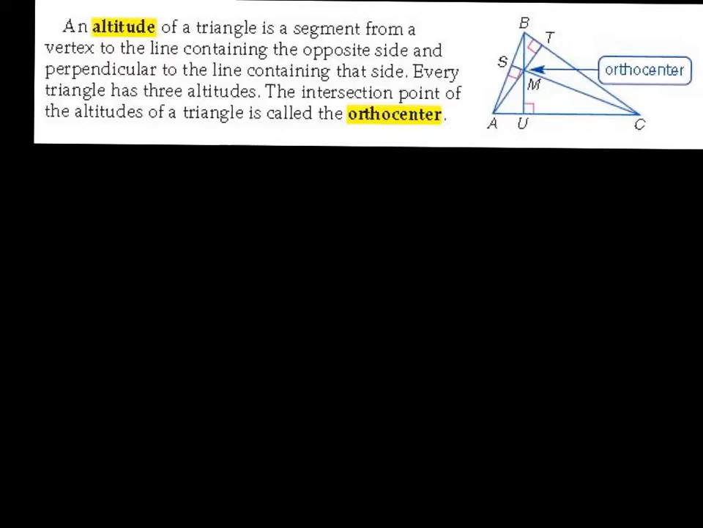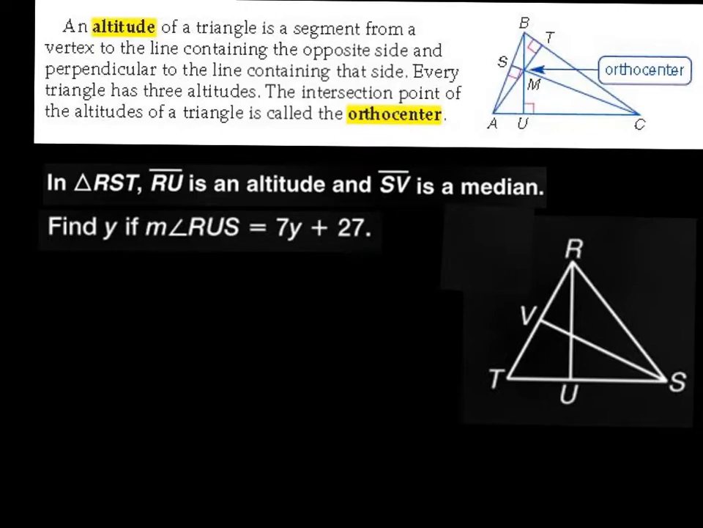An altitude of a triangle is a segment from the vertex to the line containing the opposite side and perpendicular to the line containing that side. Every triangle has, you guessed it, 3 altitudes. The intersection point of the altitudes of a triangle is called the orthocenter. Okay, now all of that to say that the problems that I'm going to assign from the book are going to look more like this.